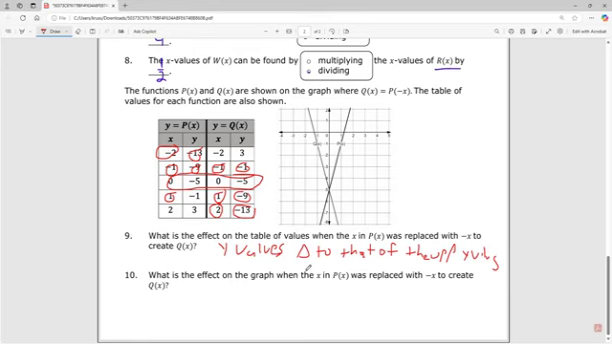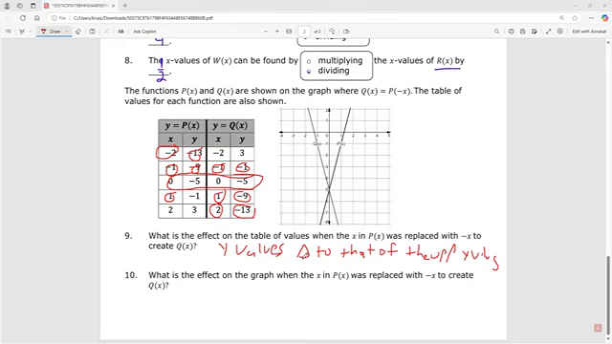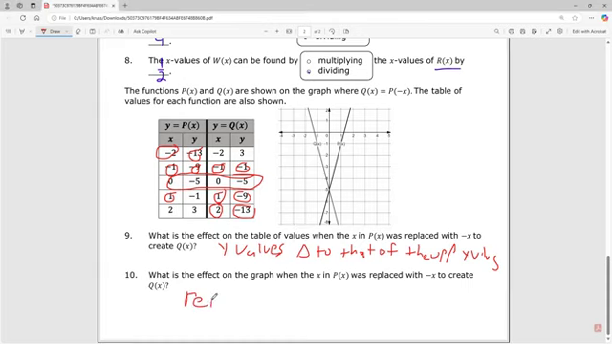Okay, so then it's asking me what is the effect on the graph when x in p sub x is replaced with negative x to create q sub x. Okay, so what is the effect on the graph? So the table changes one way. The graph, it's just going to reflect. It's going to flip, because the y values are going to be the same. Y values are the same, so it's going to stay there, right?